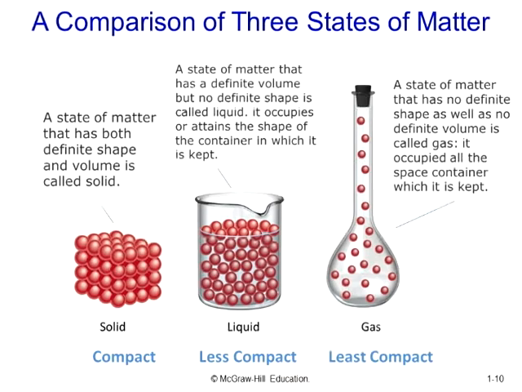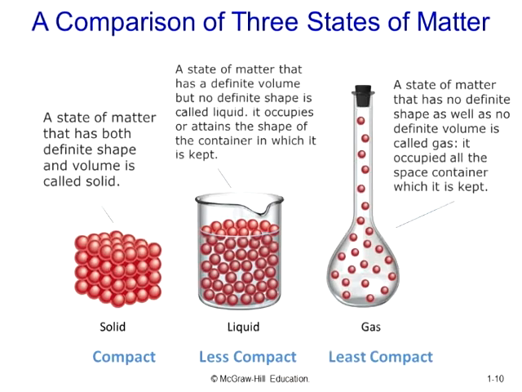So let's have a further discussion about three of these states of matter that we are most familiar with. The first one is solids. Solids are compact. A state of matter that has both definite shape and volume is called a solid. That's how we define a solid. In other words, it's compact.